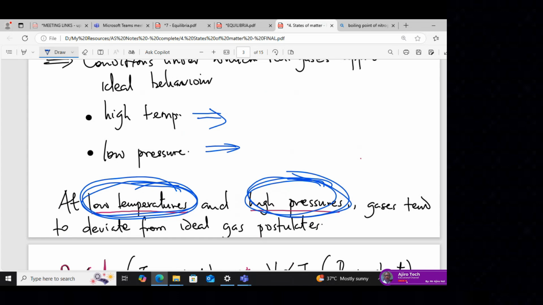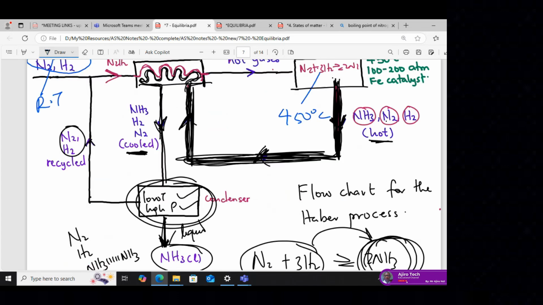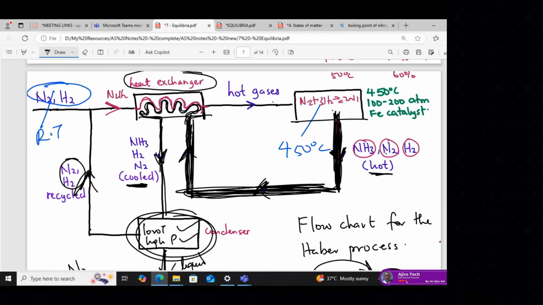So for the three of them, ammonia has the strongest intermolecular force. When low temperature and high pressure are applied, ammonia turns to liquid first. Is that okay? So ammonia will condense and come out of the mixture. Then you now recycle hydrogen and nitrogen. Then the whole process will start all over again. Do you get the point now?